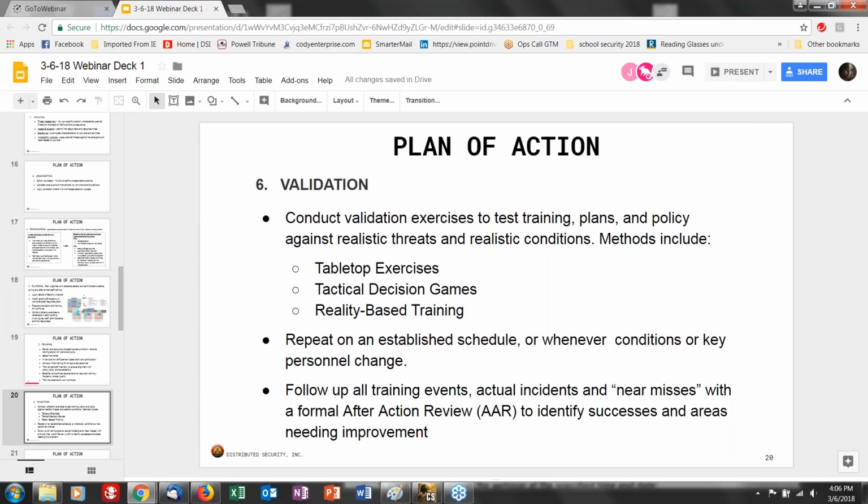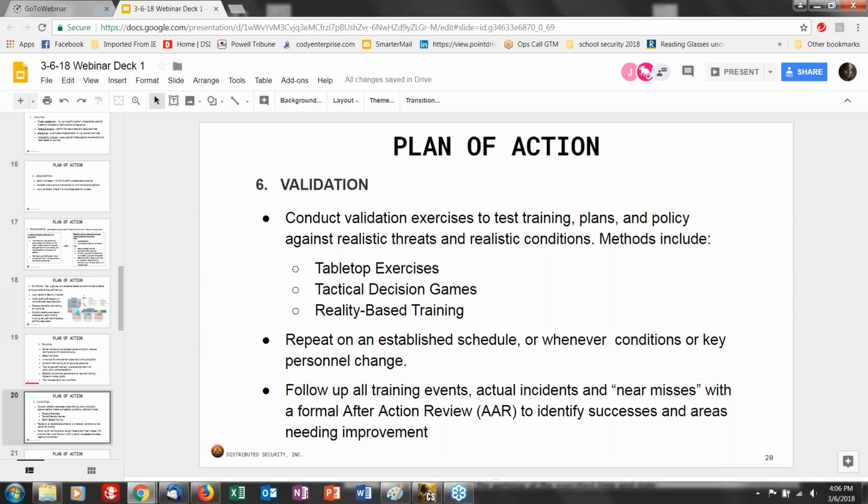This has to be done as an evaluation. These are tools that you can use as training tools, but using these tools in training is very different than using the same tools in evaluation and validation. You have to repeat these validation exercises on an established schedule, whether it be monthly, semi-annually, annually, or whenever your conditions or your key personnel change. You cannot rest on your laurels and assume that everyone's currency with their skills and understanding will remain current forever.